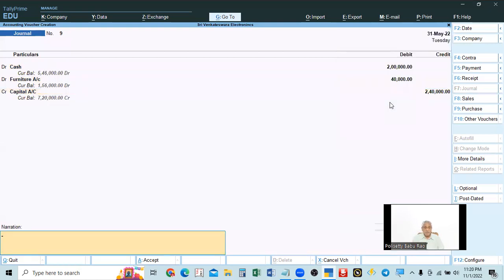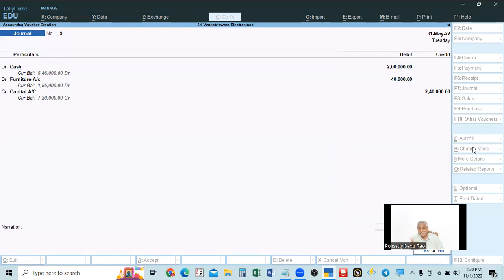So here, being cash and furniture brought into business as capital. Additional capital you can write. So like this, you can add. This can be entered only in the double entry mode, debit and credit, no single entry mode. In the case of journal, I told you. That is why change mode is disabled. It is not enabled here.